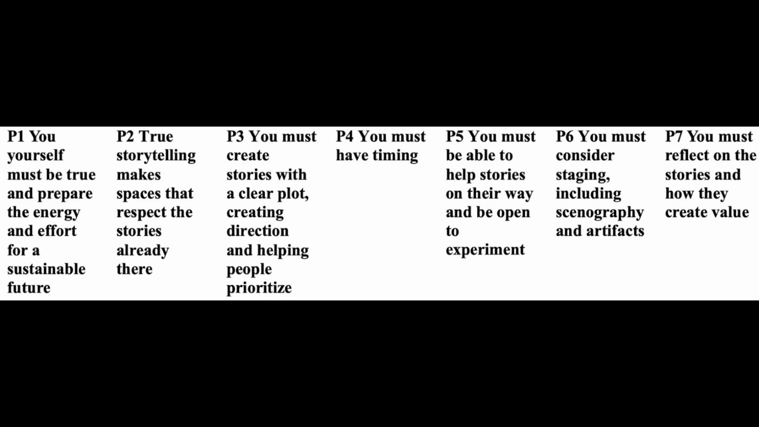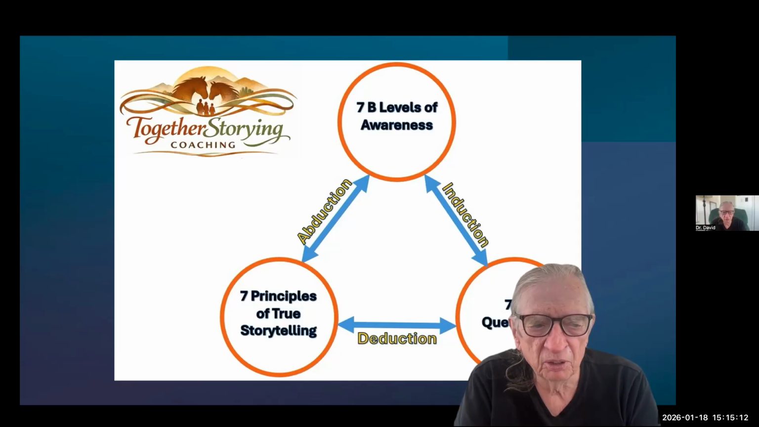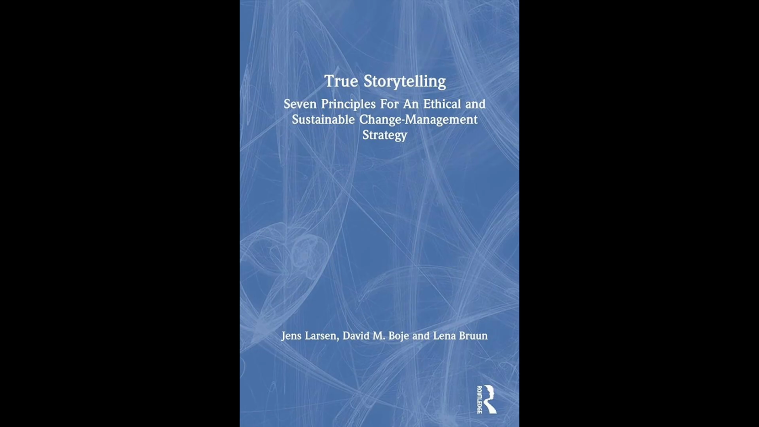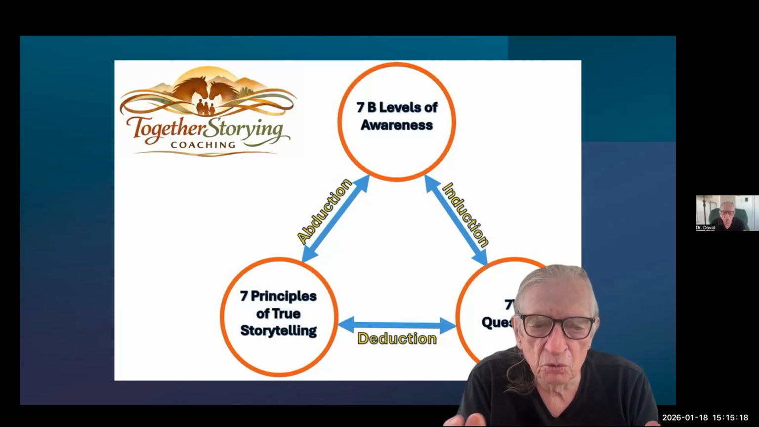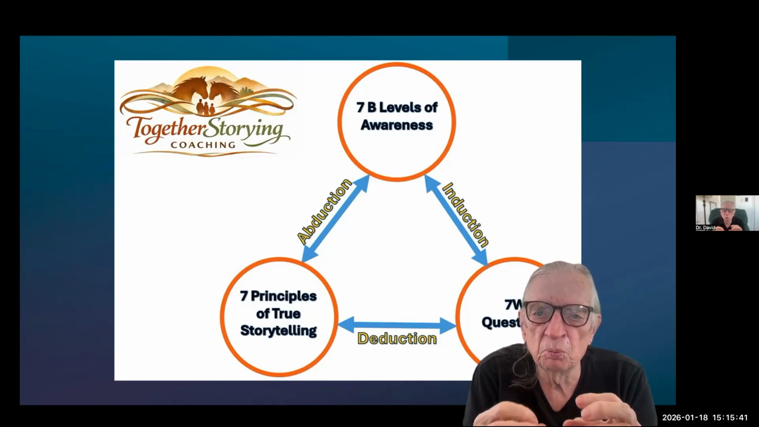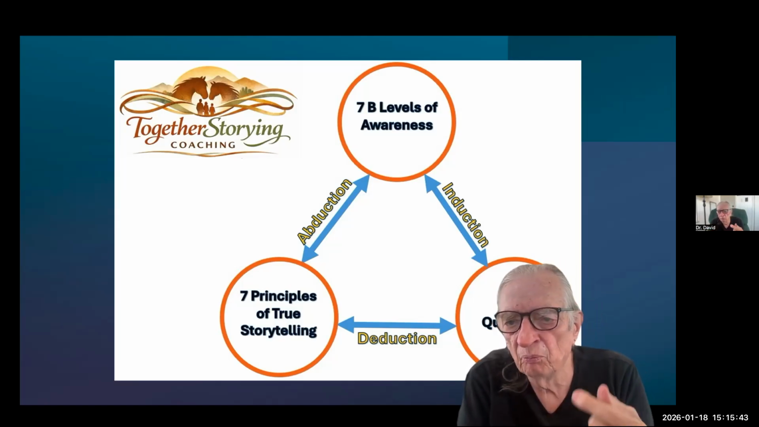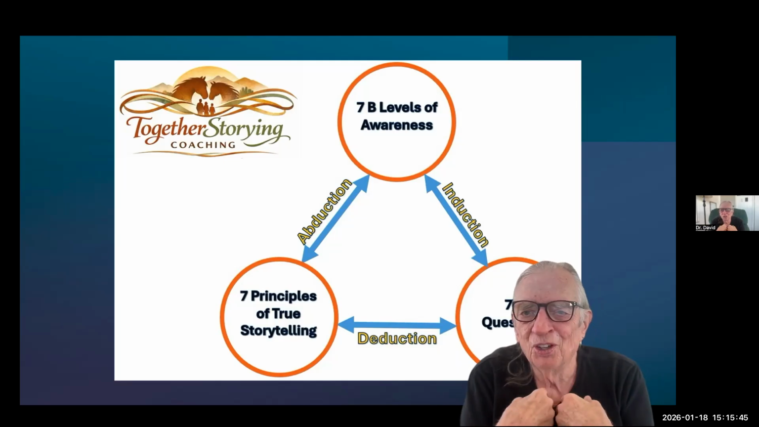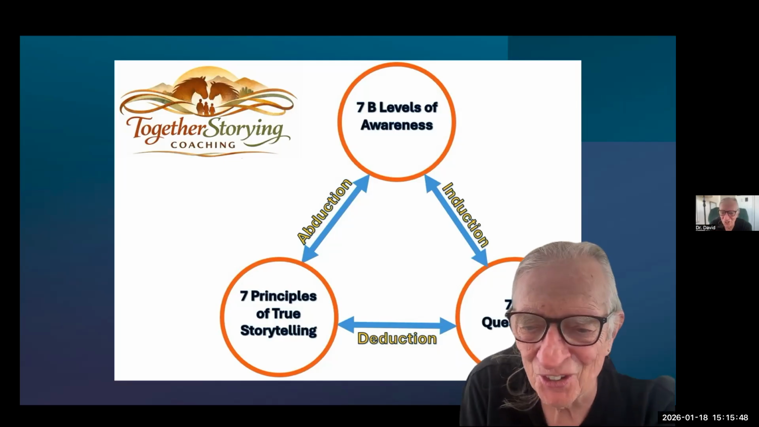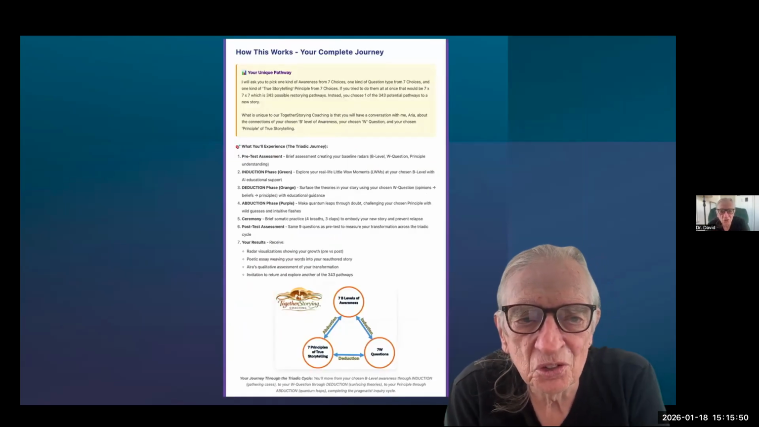And then we have the 7 principles of true storytelling that come from the book with Jens Larsen, Lena Brun, and myself, and it came out in 2020. And people around the world are getting together in true storytelling groups, and they work through the principles. Can we challenge the principles and maybe change the principles in my own book with Jens and Lena? Right, that's what this is about.